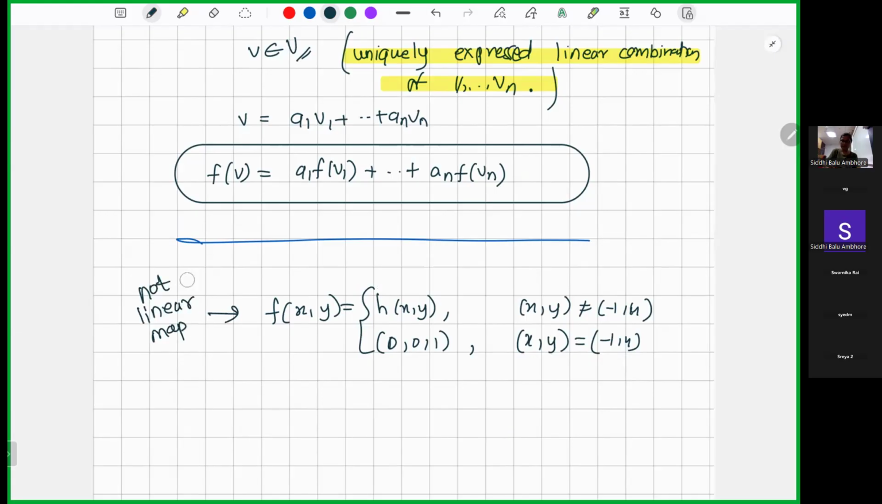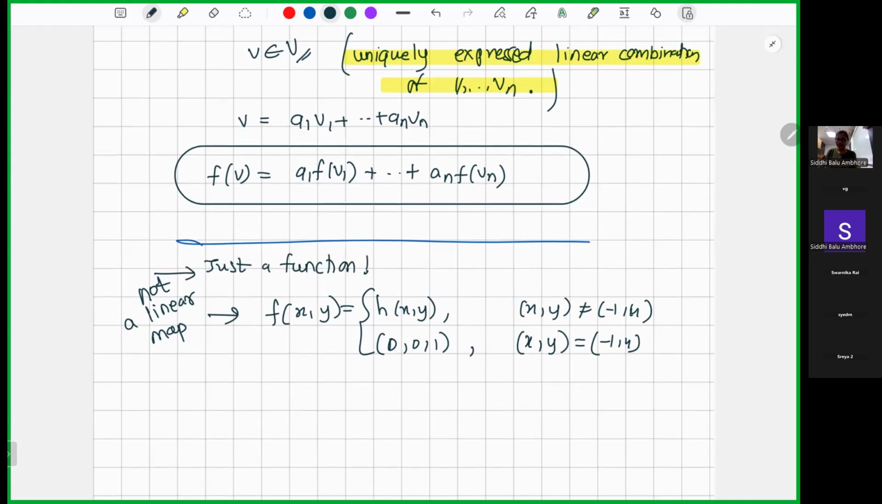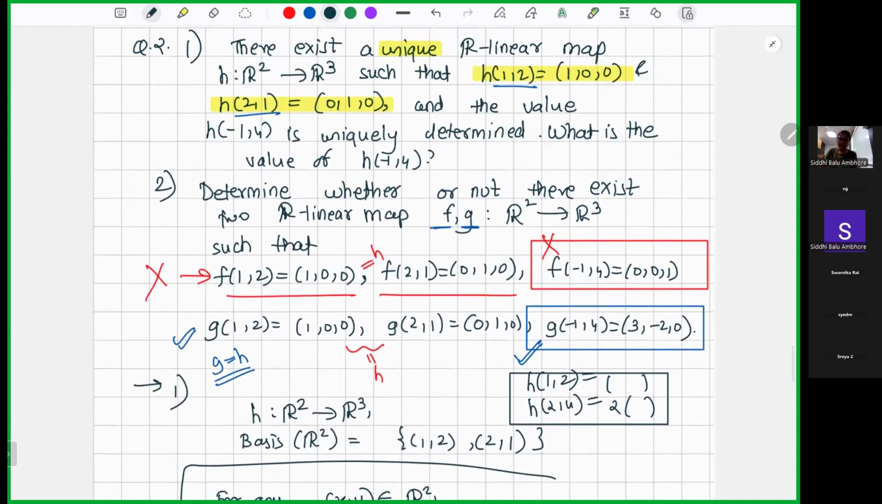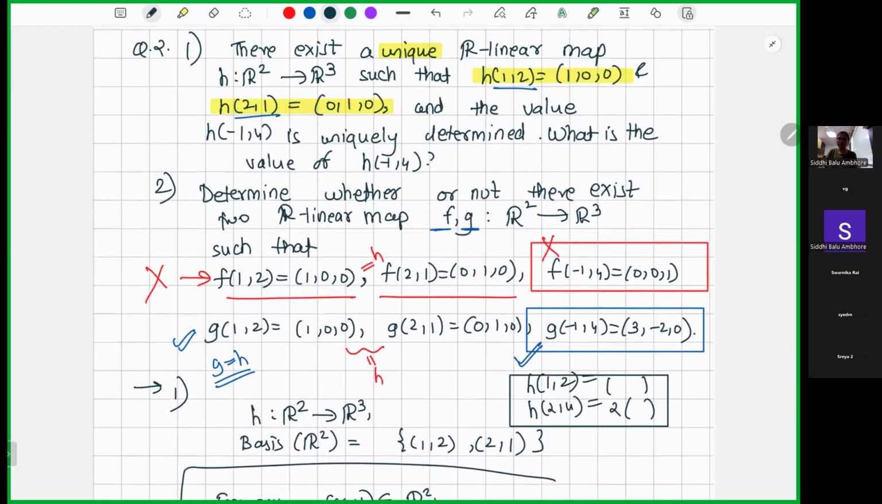Just defining a function is not a problem, and this is also a well defined function. This is just some random function. Defining a function is not a problem. We can always define, right? Even for these cases here, you can always define a four-step function that f of 1 2 is this, f of 2 1 is this, f of minus 1 4 is this. Otherwise, f is 0. That's it. Done. My function is well defined. But that's not a linear map the way we want. That won't be a linear map. That will just be some function. Is that okay?